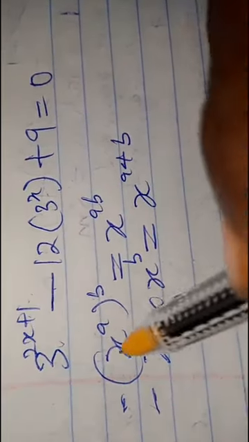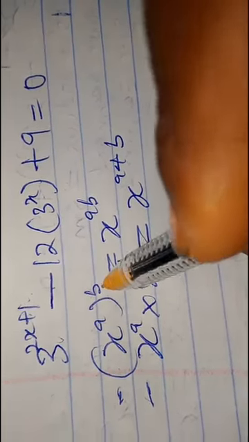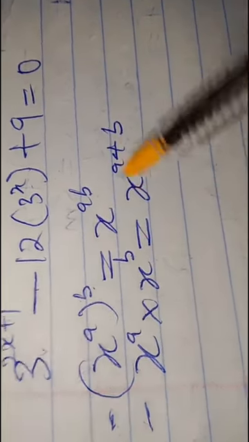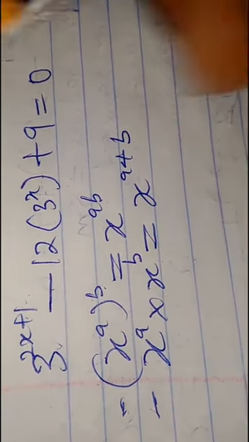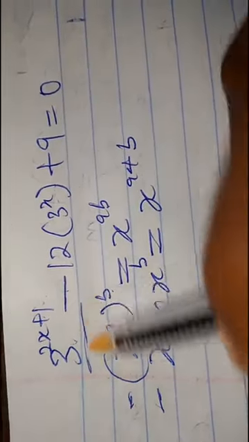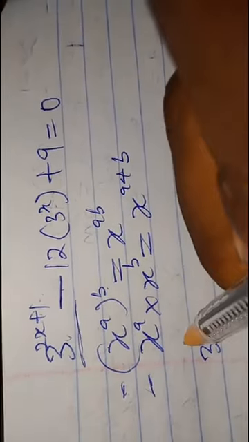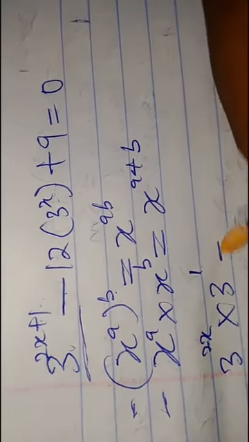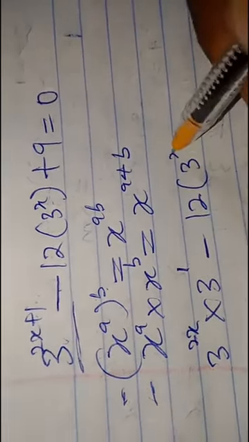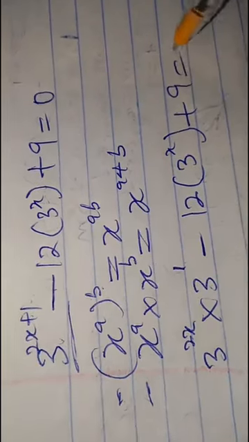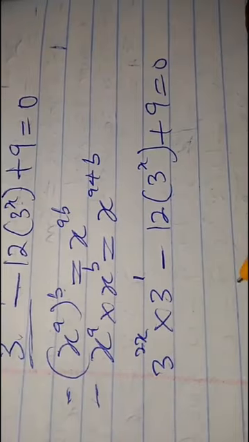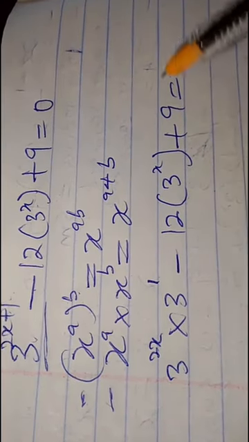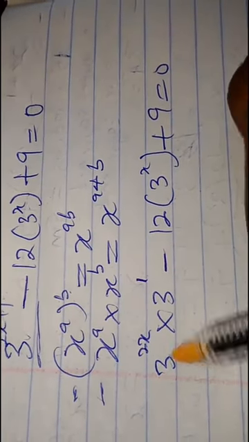You understand? So you have (x^a)^b is x^(ab), then x^a times x^b is equal to x^(a+b). So in this case, this will become 3^(2x) times 3^1 − 12 into 3^x + 9 equal to 0. You understand? After getting to this point, the next step is you also need to break down this 3^(2x).